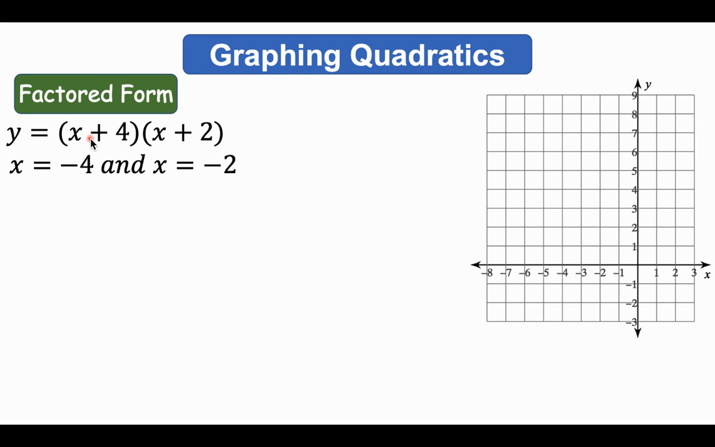So what would make this 0? A negative 4 plus 4 would make that a 0. Whoops, I forgot to put a 0 here. So first thing is find what your x-intercepts are by saying y equal to 0.